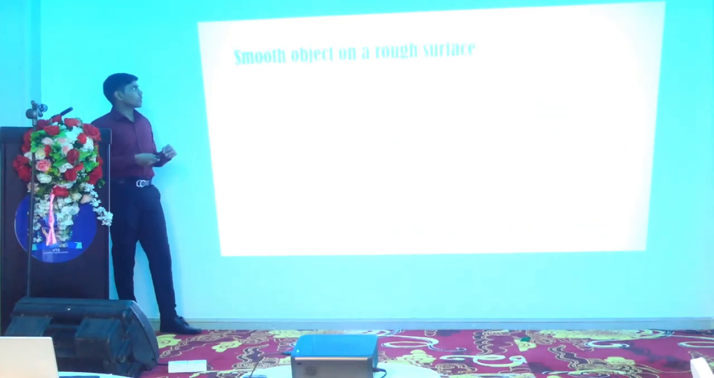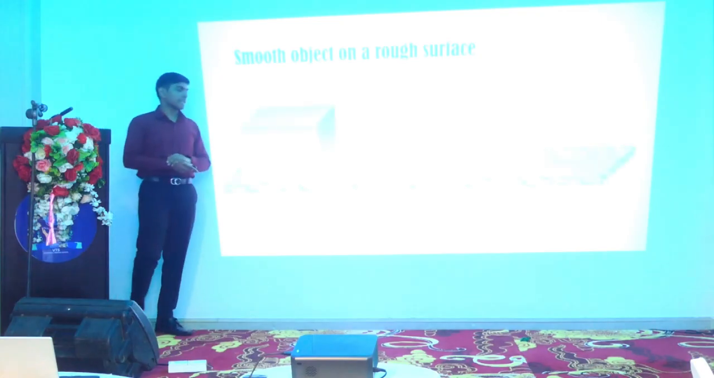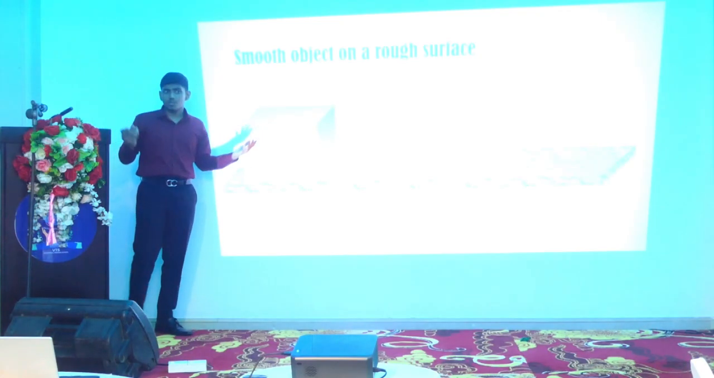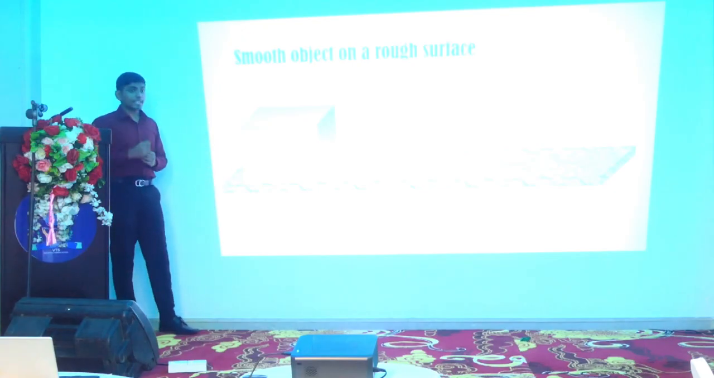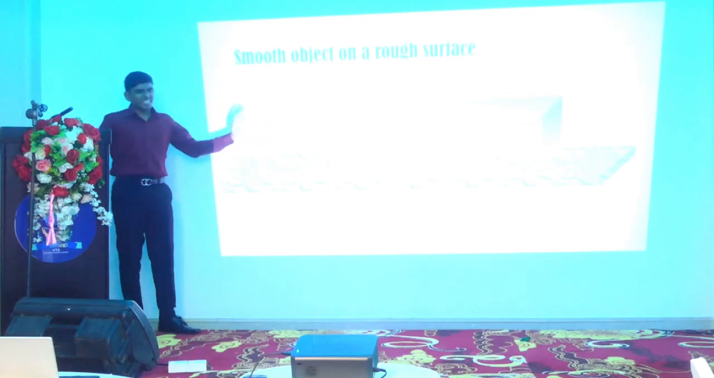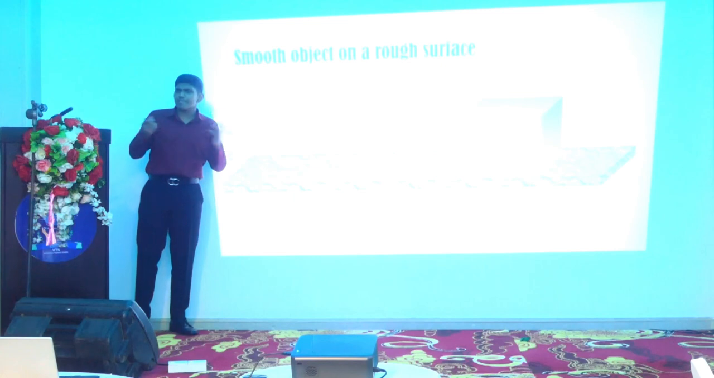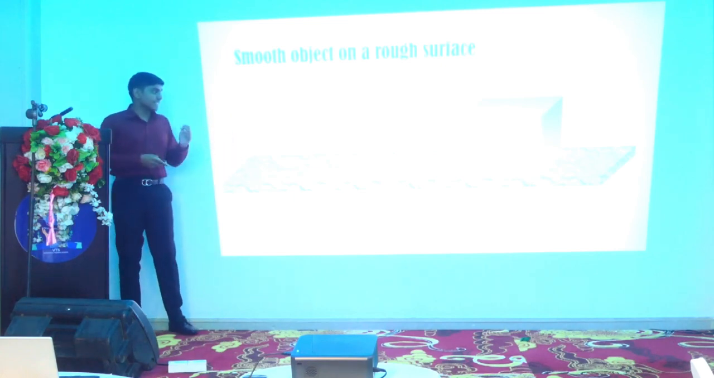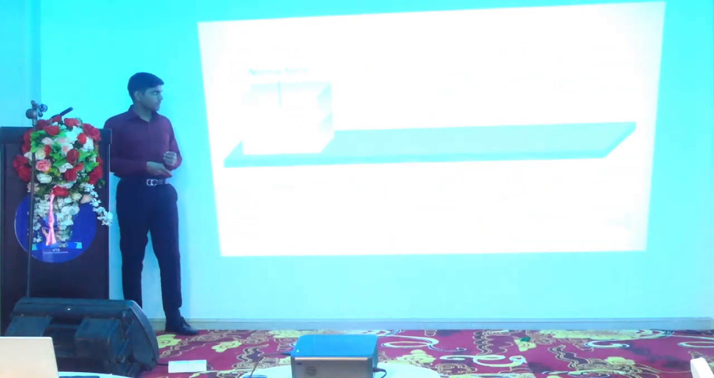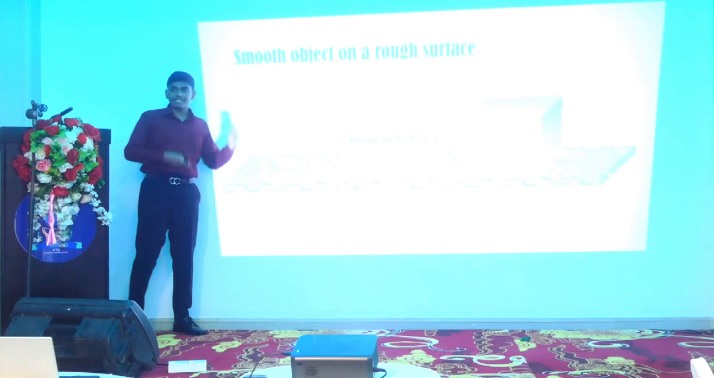Now let's go to the second case. Smooth object on a rough surface. Now let's give it a small push. It doesn't move. Now let's increase the force and give it a moderate push. It's somewhat hard to move, but still I can manage. So how is the friction here? The friction here is moderate. But why? Let's see. Here one surface is rough, so the friction is higher.